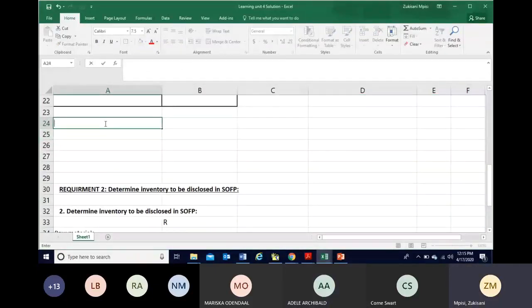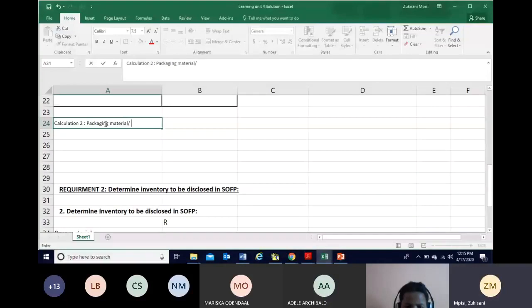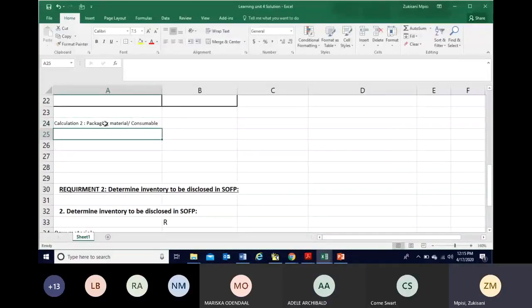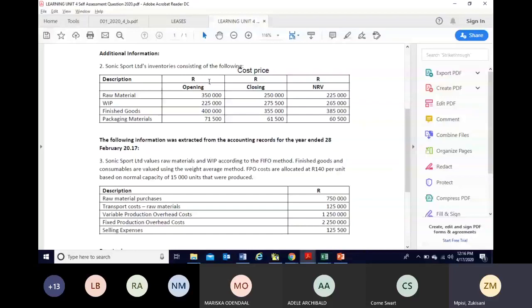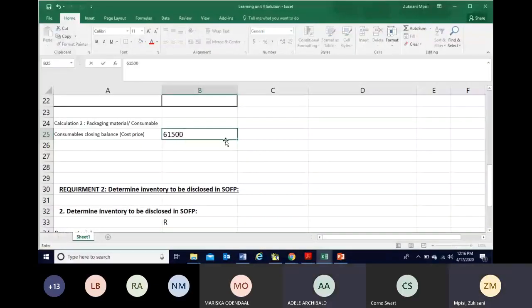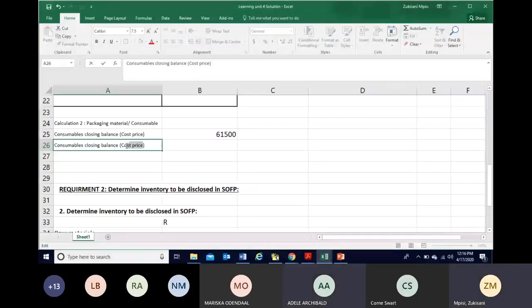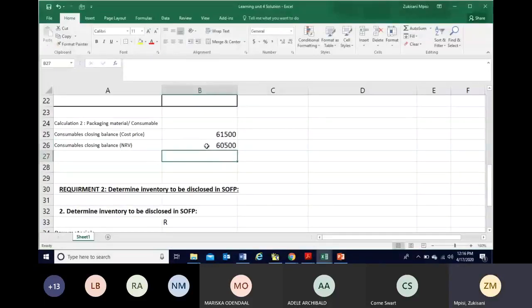So this will be your calculation 2, dealing with packaging material or consumable. So they've used the word consumables. So you've got consumables, closing balance, cost price, remember, which is 61,500. And then we've got consumables closing balance at net realizable value, which is 60,500. So what does the definition say from inventory perspective?